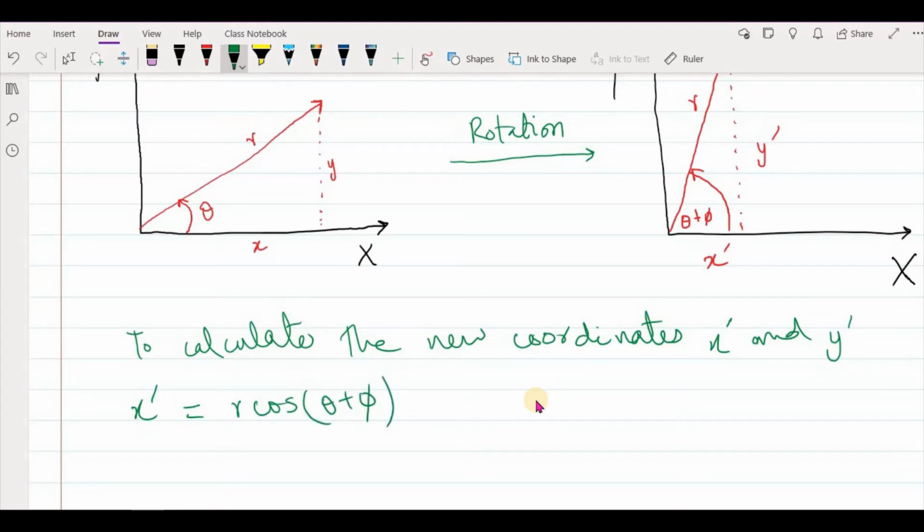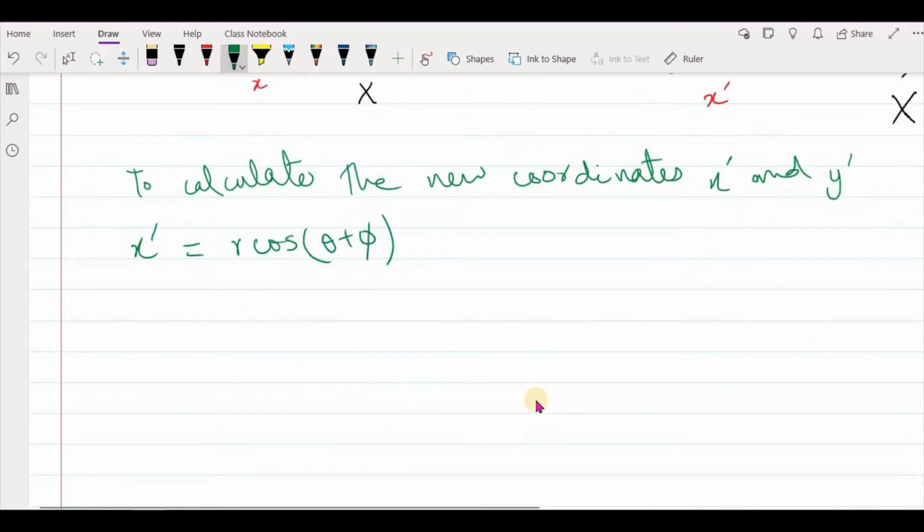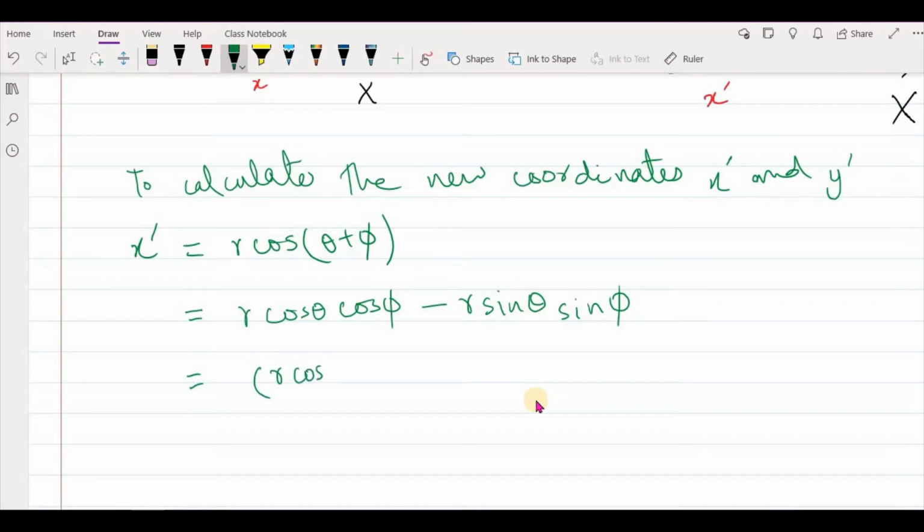You can write it like this, and this can be further written as r cosine theta cosine phi minus r sine theta sine phi. So we can also rewrite it like this: r cosine theta cosine phi minus r sine theta sine phi.